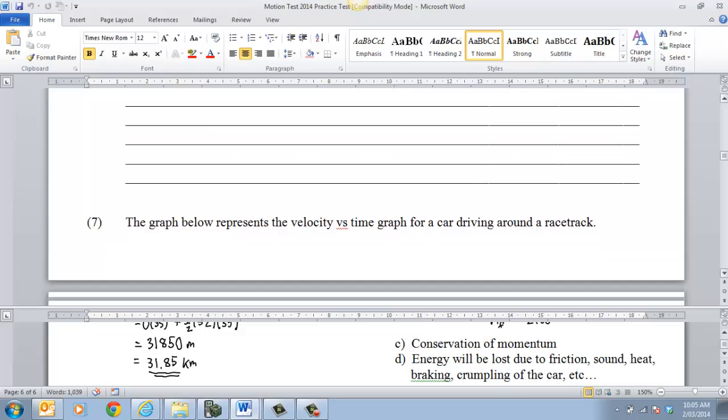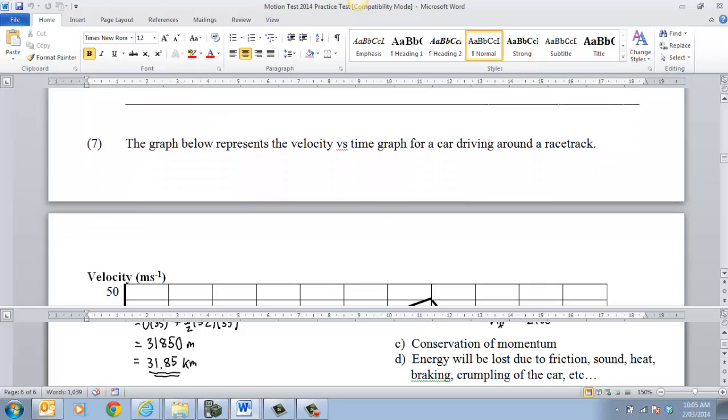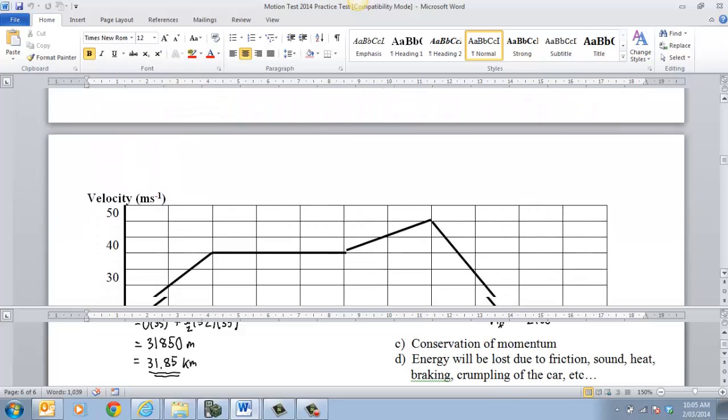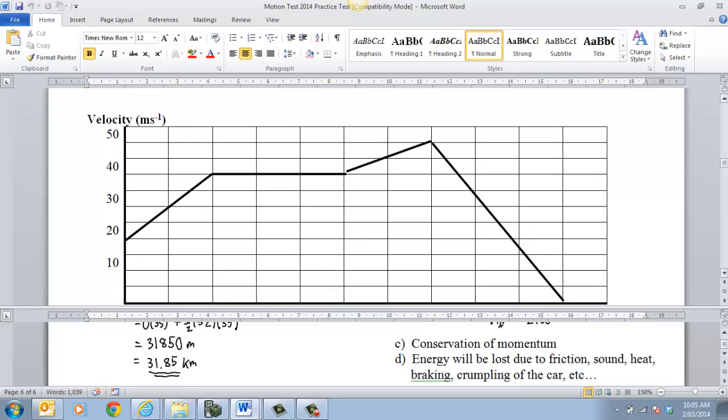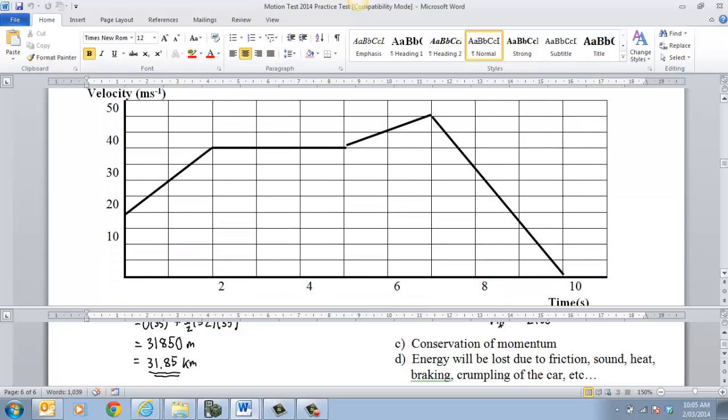The graph below represents a velocity versus time graph of a car going around a racetrack. So consider that being. Okay, so we go through that process now. The one that you'll get in your test, and I'm expecting you to do, will be something like that.